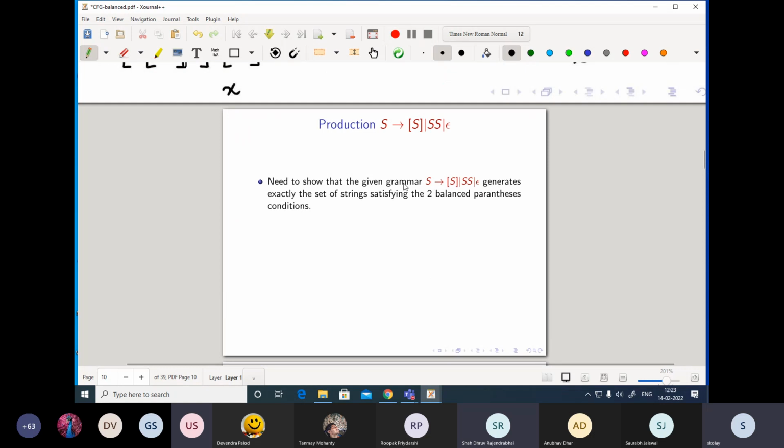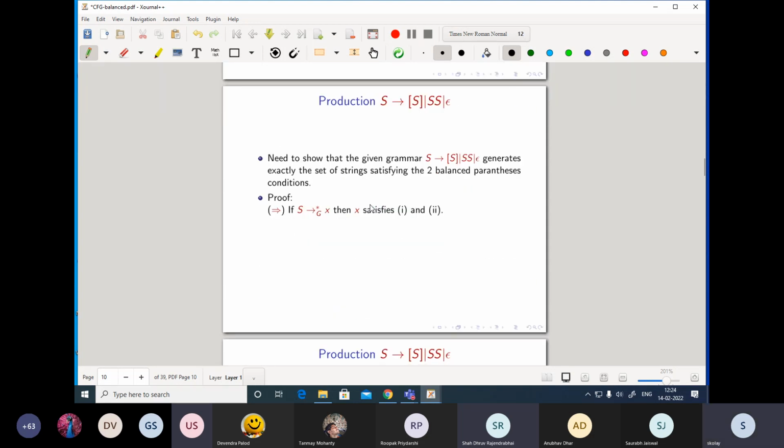Okay, so this is the objective for the production: S goes to (S) or SS or epsilon, where S is the start symbol, this single start symbol. We need to show that the given grammar is generating exactly the set of balanced parentheses strings, and that basically means it satisfies the two conditions for balanced parentheses.